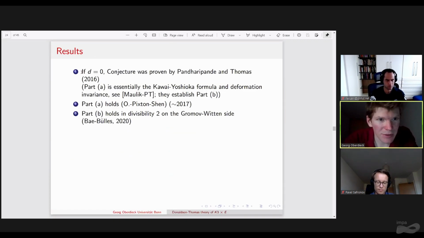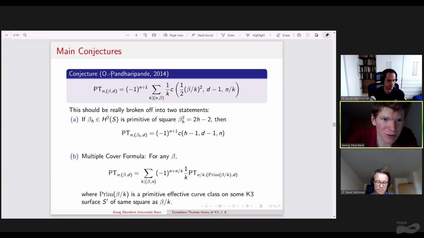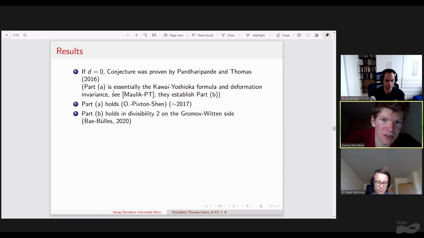So if you're in d equals 0, where d is the degree over the elliptic curve, you're completely on the K3 surface. Then I think in the mathematical literature this is called the Katz-Klemm-Vafa formula. And this has been solved recently, in 2016, by Pandharipande and Thomas.